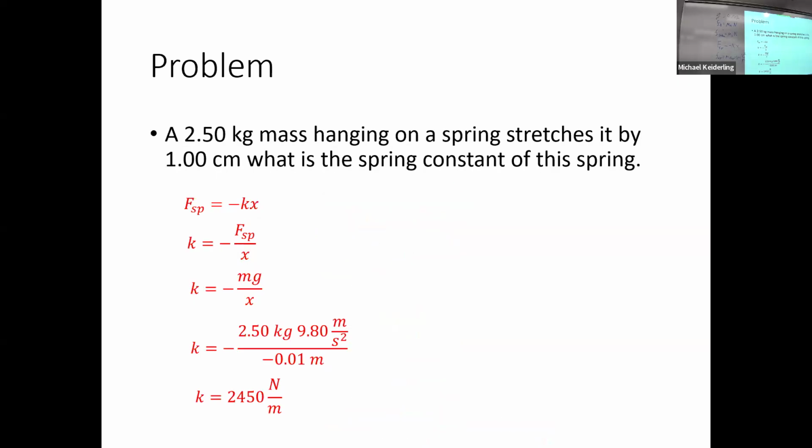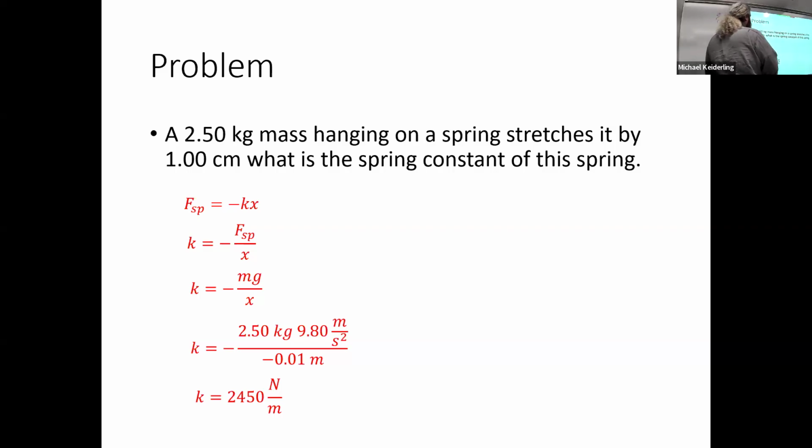You have a 0.25 kilogram mass hanging on a spring, stretches it by 1 centimeter. What is the spring constant of this spring? Well, force on a spring is minus kx. So we want to find k. So k is going to be minus the force on the spring over x. So that's minus mg over x.